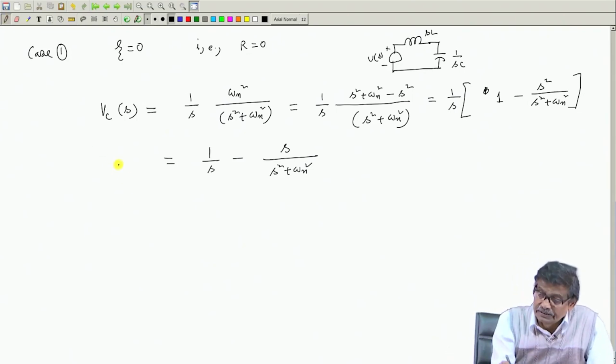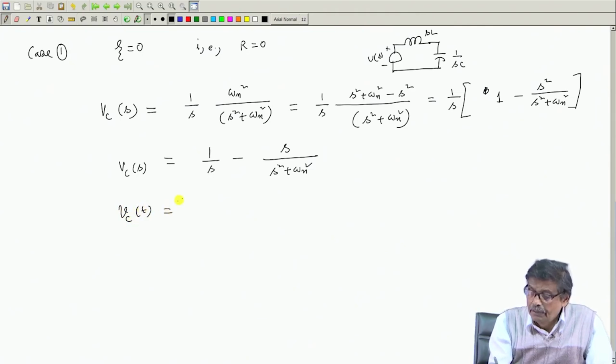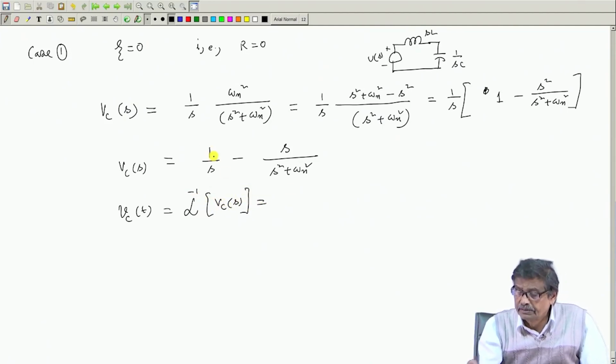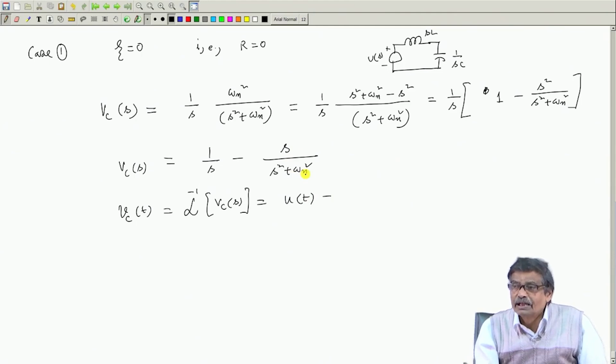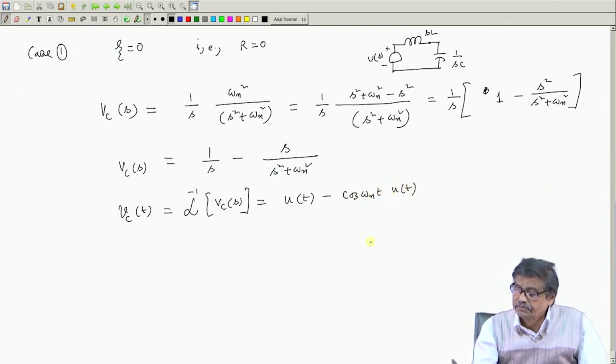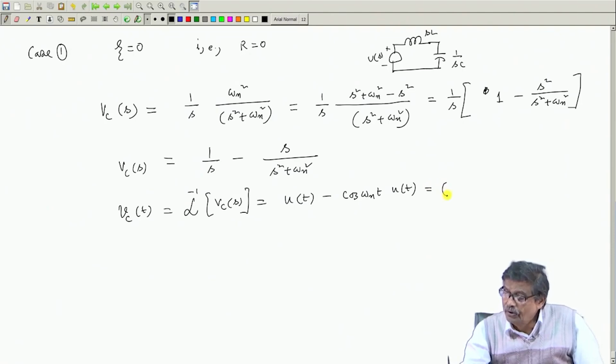So, after getting this VCS, VCT will be the Laplace inverse of VCS, which will be, for this term it is ut, and for this term it is cosine omega n t, cosine omega n t ut. That is all. So, this is equal to 1 minus cosine omega n t into ut.